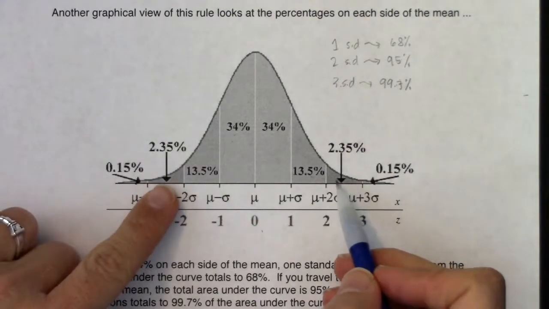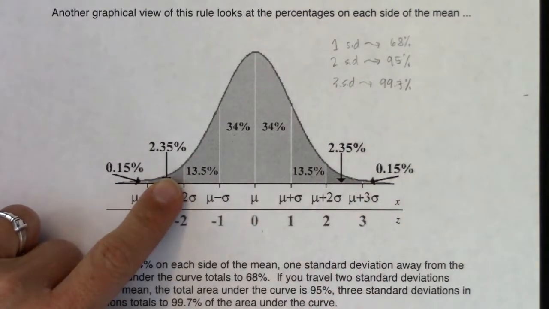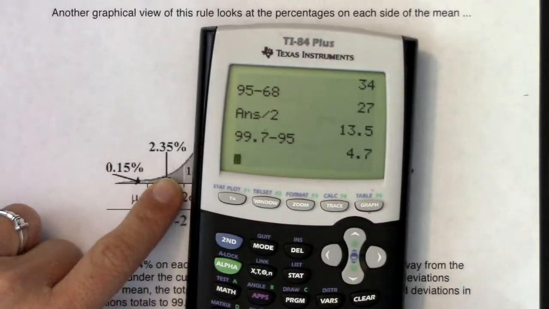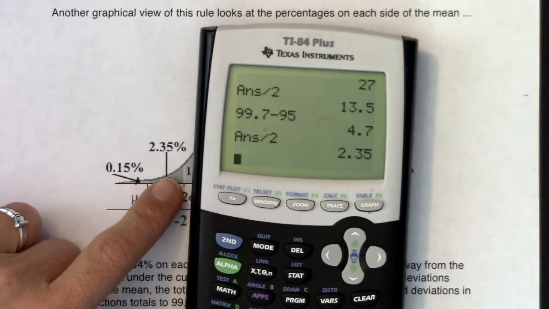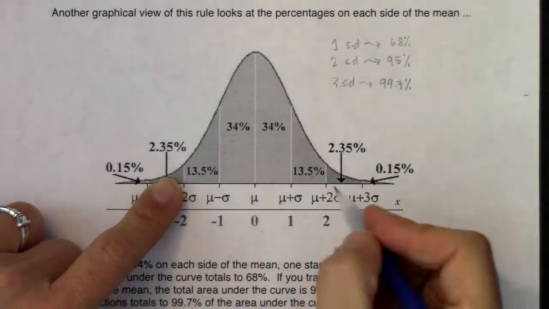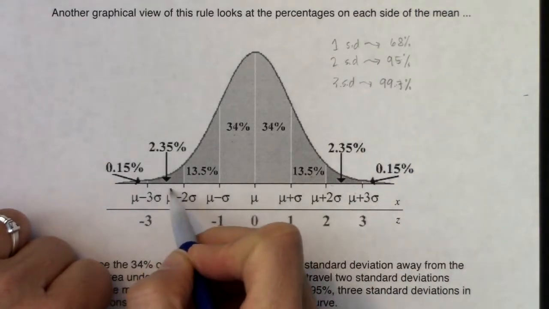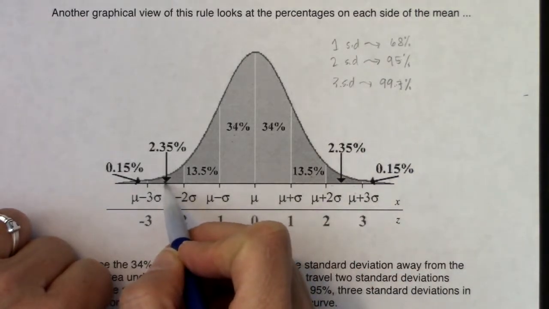But keep in mind, there's symmetry, right? There's some on this side, some on this side, and they need to be equal. So if I just cut that in half, I'm looking at 2.35, right? So between the second and third deviations, whether you're above the mean or below the mean, you pick up 2.35%.